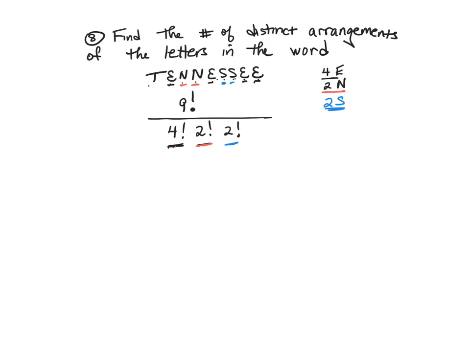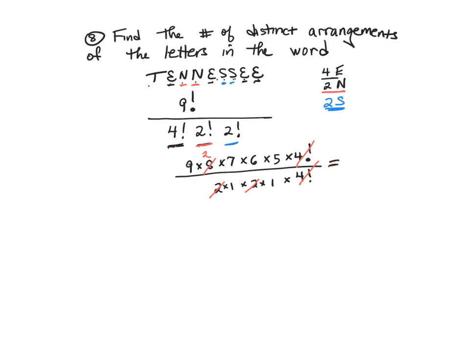Now let's simplify this. If we write this out, the 9 factorial can be written as 9 times 8 times 7, 6, 5, 4 factorial, divided by, and I left the 4 factorial alone in the denominator at the end, and I rewrote the 2 factorials. The 4 factorials divide through, and the 2 times 2 is 4, which divides into the 8 twice, and the final answer should be 3,780 ways. I hope my arithmetic is correct.